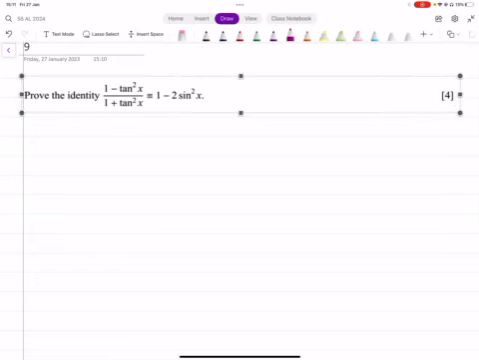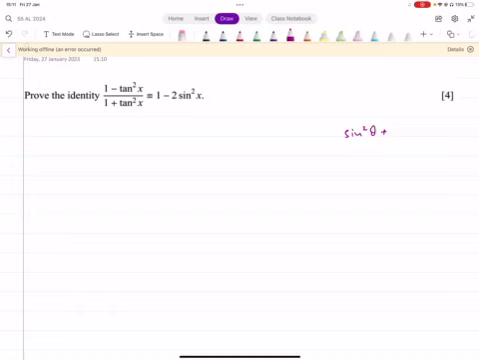Now let's write the two identities that we have on the side. So we know we can use them. Sine square theta plus cos square theta is identical to 1. And tan theta is identical to sine theta over cos theta.